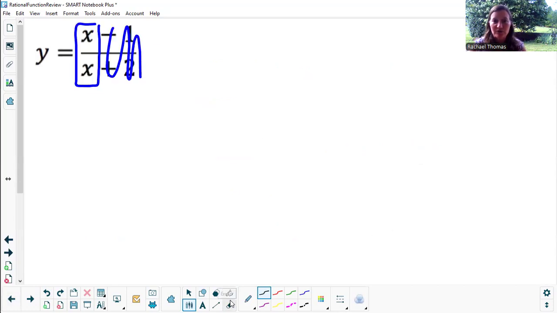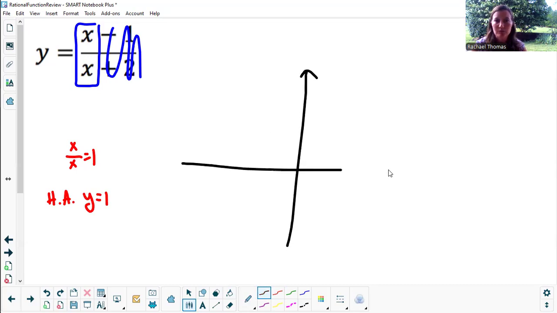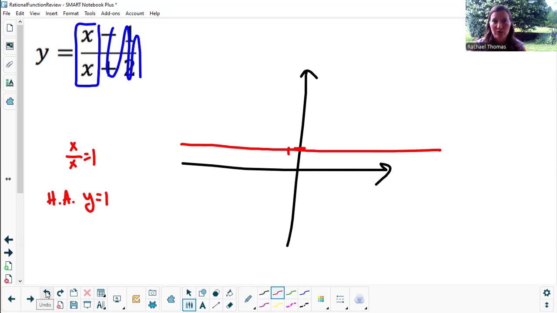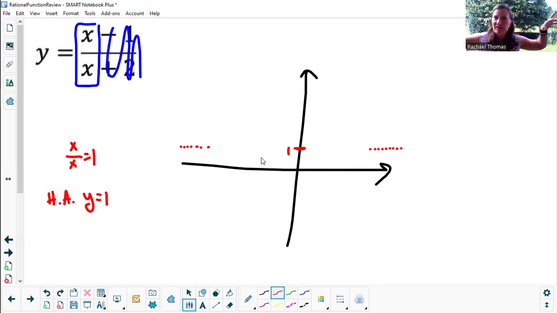Let's go back to my original example here. Ignoring everything but the highest power of x over x is 1. The end behavior of this rational function is a horizontal asymptote of y equals 1. I'm going to go ahead and draw that on here. Because y equals 1, this is what I'm not going to do. I'm not going to draw a nice straight solid line through y equals 1. I'm going to go out to the ends and make a little dashed line. This is the end behavior.